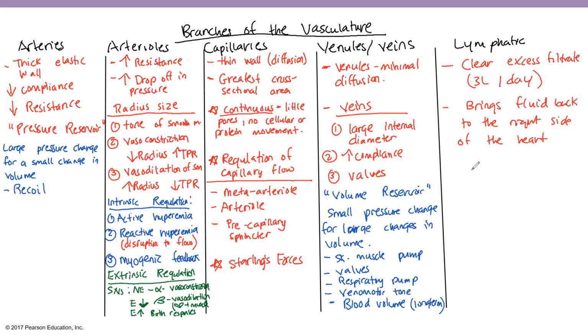Alrighty. They also have valves, and they also play an immune role, right? We have these lymph nodes that have macrophages that help with this immune role. Okay, so that's it as far as the branches of our vasculature.